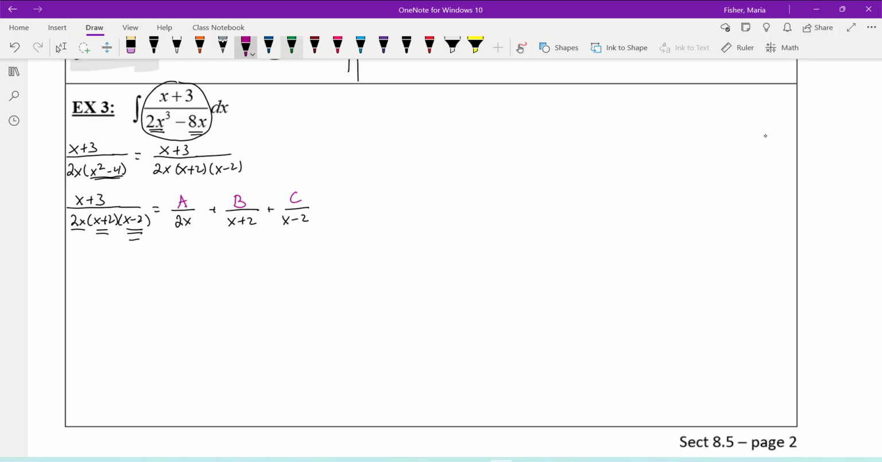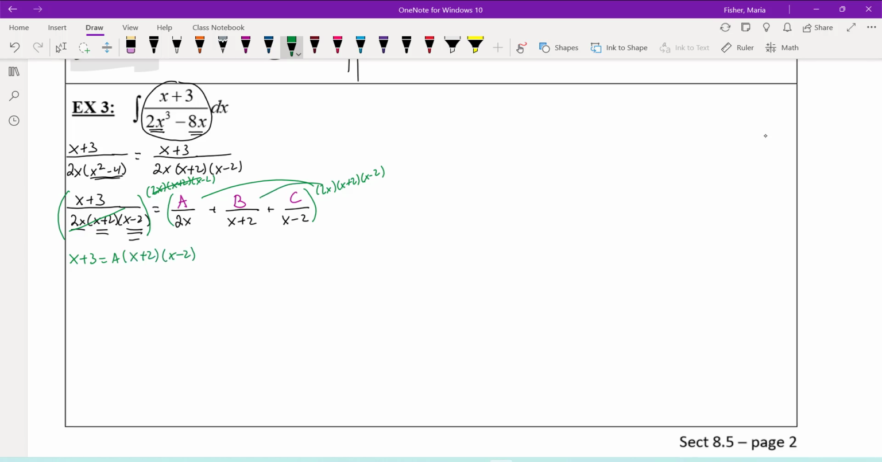And then I need to multiply through by the denominator. So multiplying by a 2x times x plus 2 times x minus 2. And over here, same thing, a 2x times x plus 2 times x minus 2. In the first one, the denominator cancels, and I'm just left with x plus 3. Over here, all that's going to cancel is the 2x, and that's going to be a times x plus 2 times x minus 2.